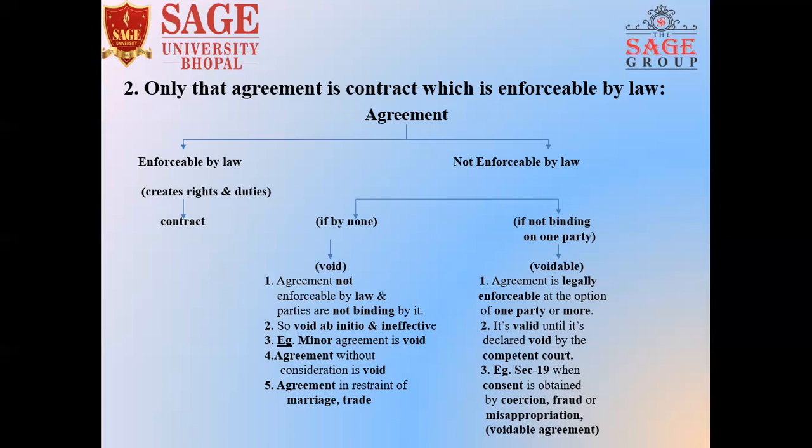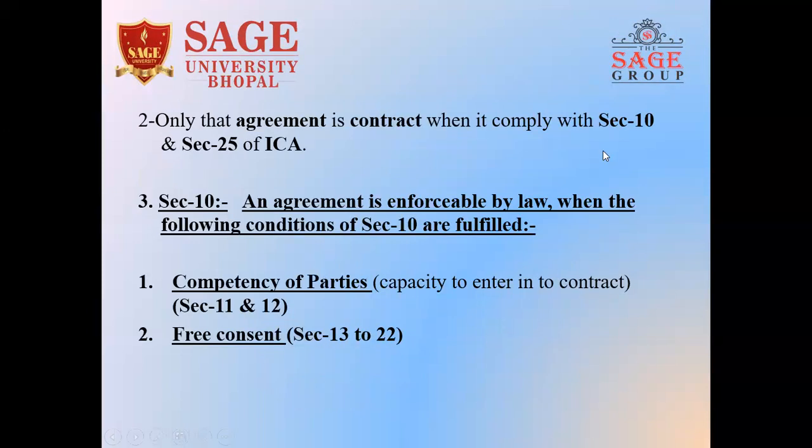And if we talk about voidable agreement, it includes an agreement legally enforceable at the option of one party or more. It's valid until it's declared void by the competent court. For example, Section 19, when consent is obtained by coercion, fraud, or misrepresentation. That is a voidable agreement. Only that agreement is a contract when it complies with Section 10 and Section 25 of the Indian Contract Act.